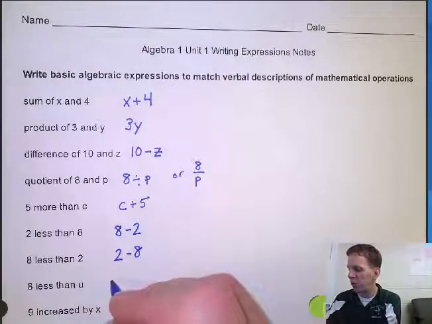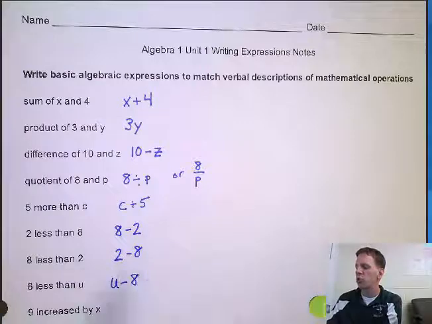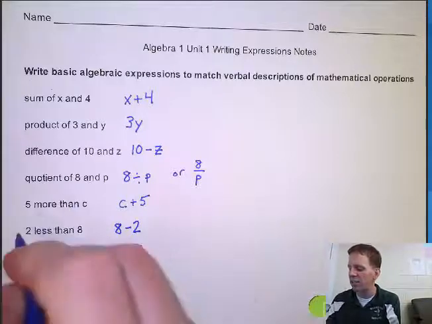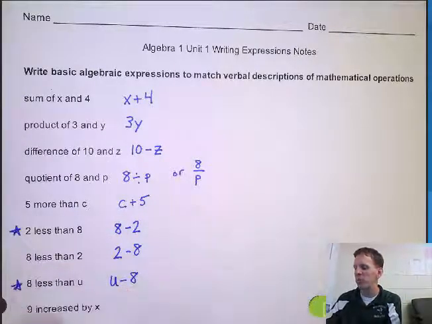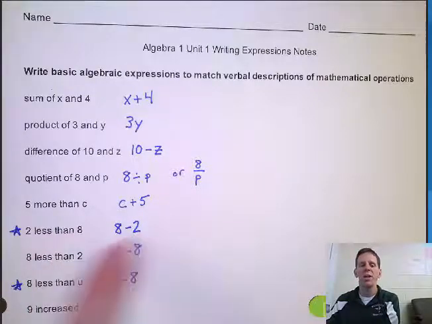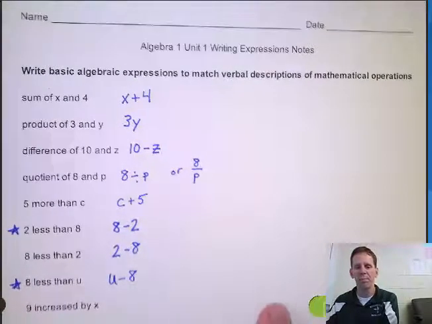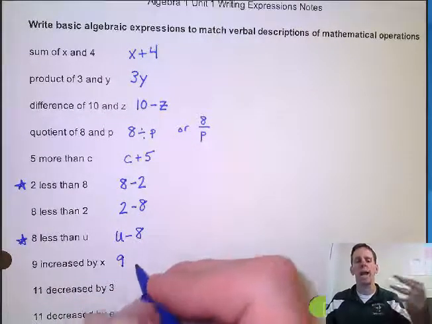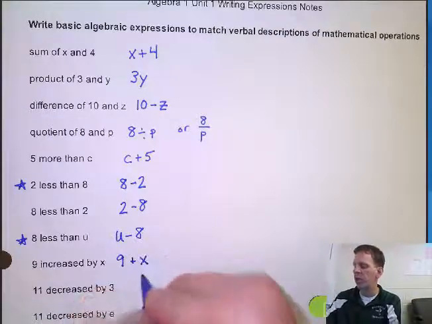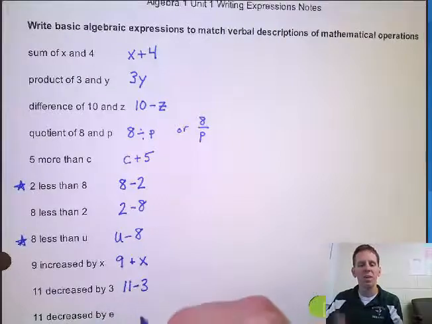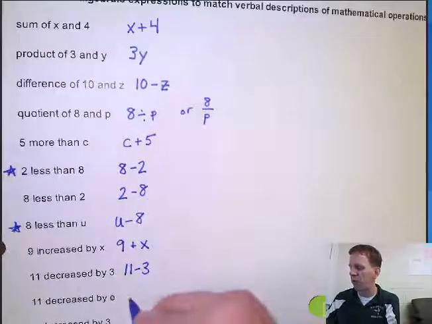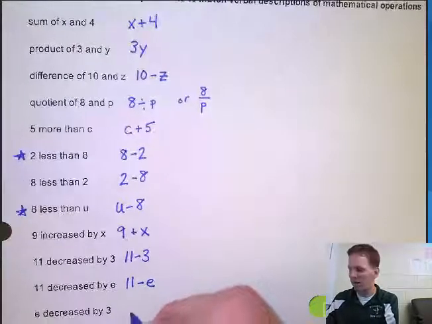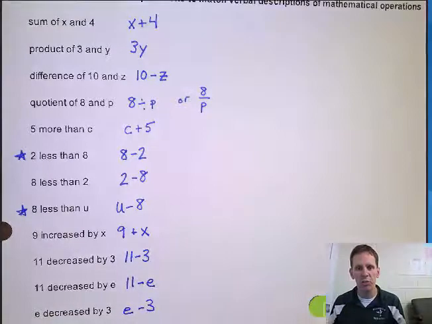Obviously, 8 less than u would therefore be u minus 8. So don't just go on autopilot and write the numbers in the order that they appear. Make sure it makes sense. I think this statement makes this statement make a little bit more sense. So if 2 less than 8 means it's 8 minus 2, then 8 less than u has to be u minus 8. 9 increased by x means we're going to start at 9 and we're increasing, we're adding x to it. So 11 decreased by 3 means 11 minus 3. And 11 decreased by e is going to be 11 minus e. And e decreased by 3 is going to be e minus 3. So those are some basics you can work with.